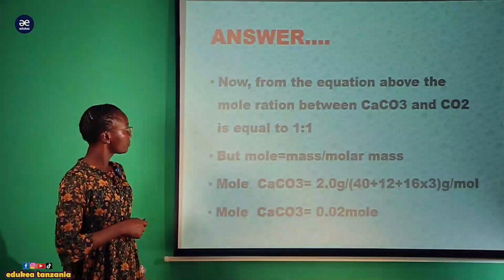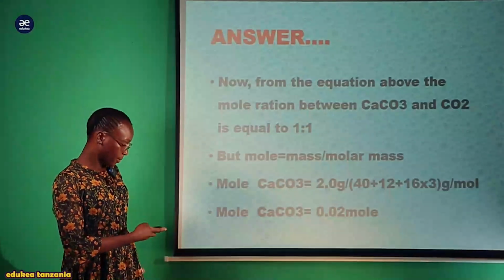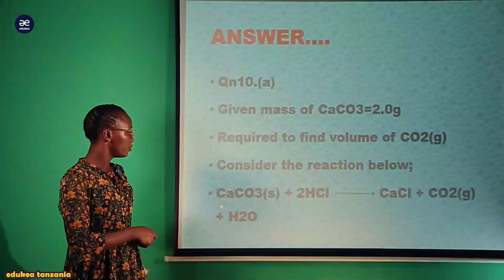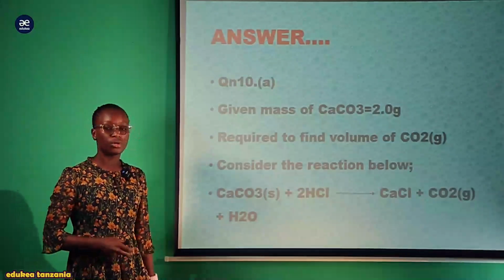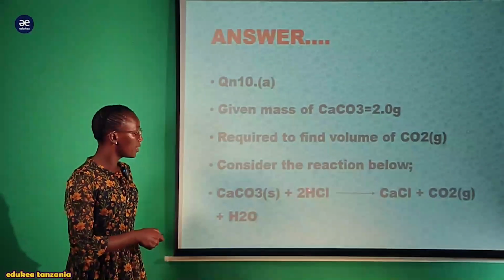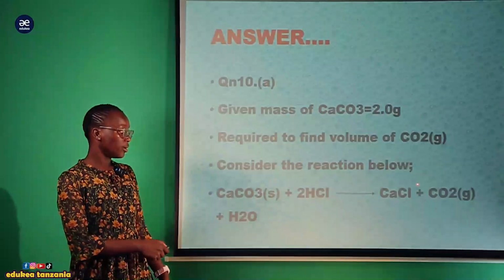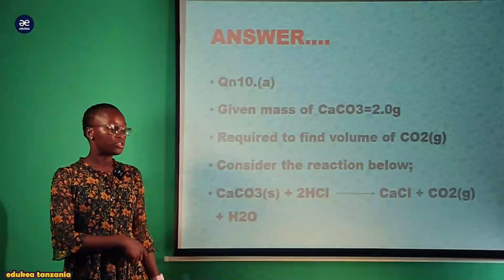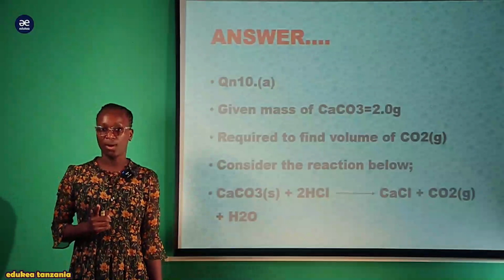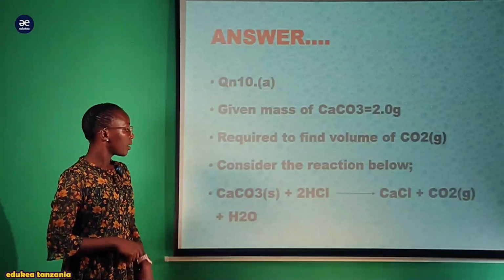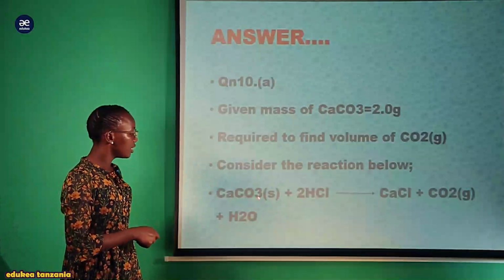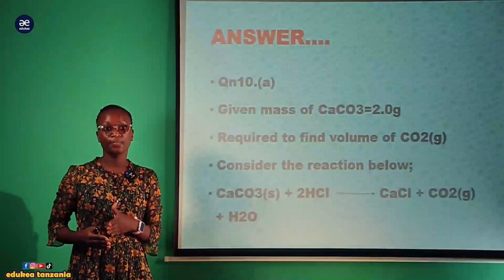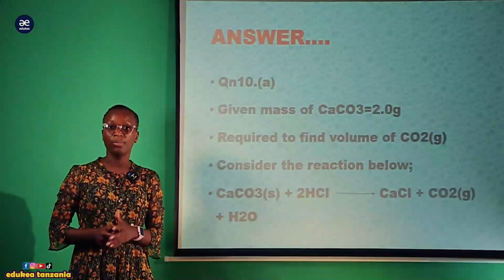You can see that tukiangalia hapa kwamba this one kwenye calcium carbonate, this compound tuna 1 mole ratio, tukiconsider zile stoichiometric ratio. Tukija kwenye HCl we have 2, tukija kwenye calcium chloride we have 1, kwenye carbon dioxide we have 1, but also kwenye water molecule tuna 1. Therefore, simply kama tunaangalia relationship iliyopo kati ya calcium carbonate na carbon dioxide gas, kwa sababu carbon dioxide gas ndio tunaitafutia, is what we are required to find their volume, their mass and so forth.